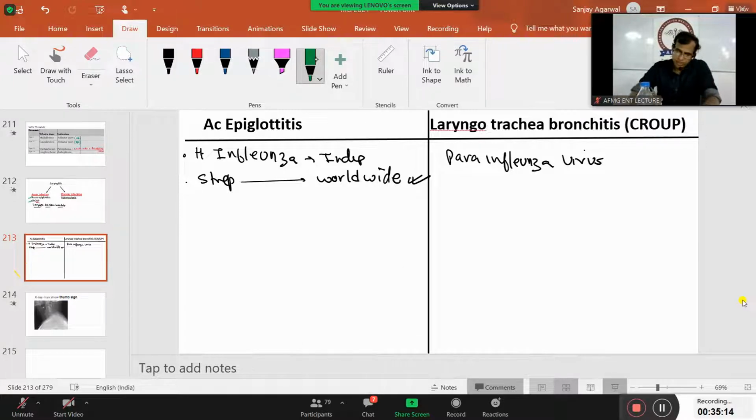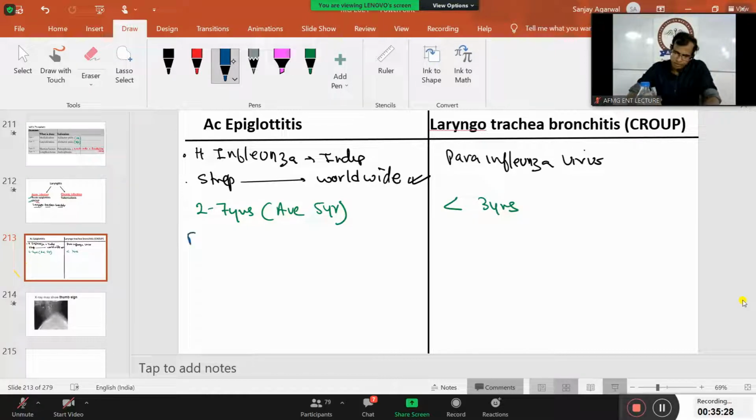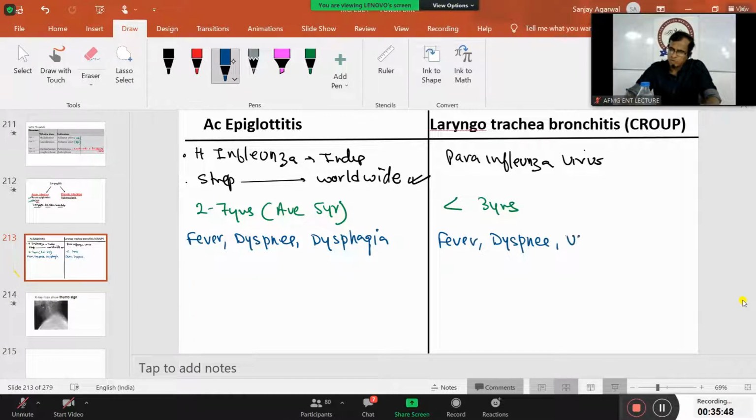Age. This is 2 to 7 years old. On an average, the age is 5 years. And this is less than 3 years old. Main complaint: fever, dyspnea, and dysphagia. What is dysphagia? Difficulty swallowing. Two are the same here. Fever and dyspnea are the same, but no dysphagia. There is voice change instead. Fever, dyspnea, and voice change.